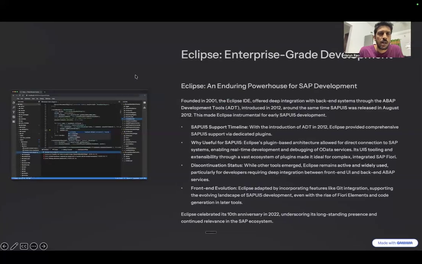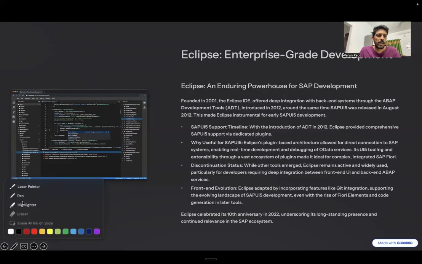Now, going forward, we can see you have the next tool, which is Eclipse. Now, Eclipse, on the other hand, is an offline tool which we spoke about. This was the first tool. It was founded in 2001, and it came up with the ABAP development tools in 2012. Right? I'll probably take the help of a marker. Yeah, it came up in 2012. Now, since then, Eclipse has been going really good.